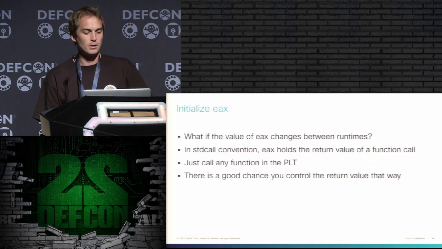And since, in the Linux stdcall ABI, EAX holds the return value of a function call, if you do any random function call and make it fail or succeed or whatever, you can kind of control the initial value you've got in there.